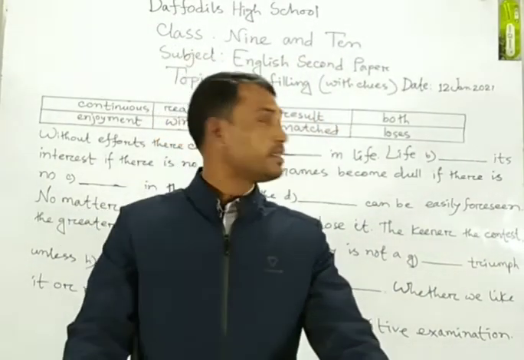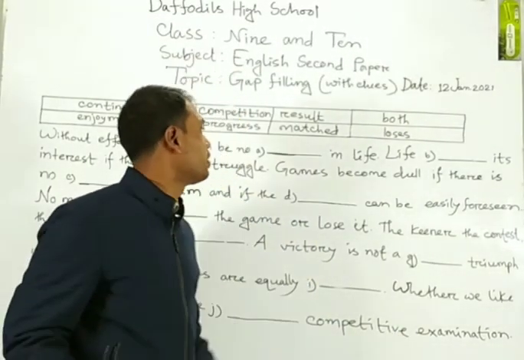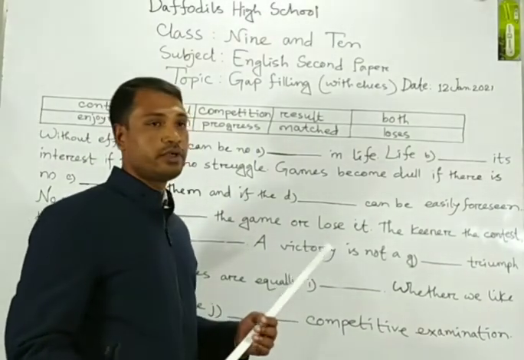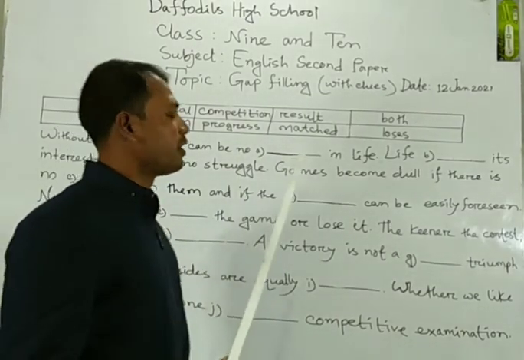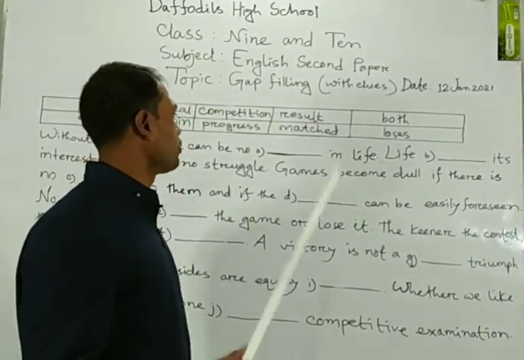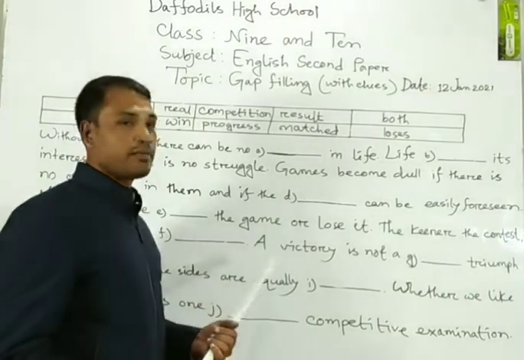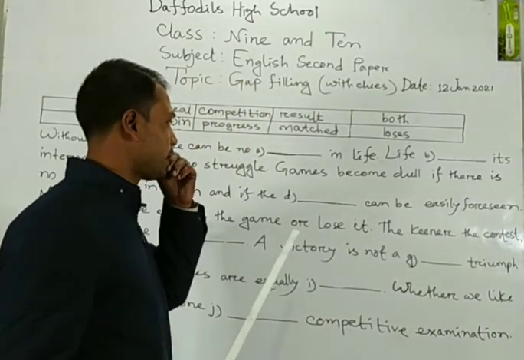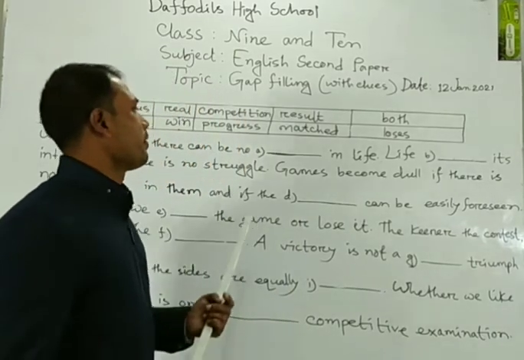Dear learners, in this test, you will be given a box. In this box, some words will be given, and these words will be of various kinds. For example, a word may be noun, another word may be verb. In this way, these words may be of different kinds. And a passage with some gaps will be given below this box, as it has been given in this board.